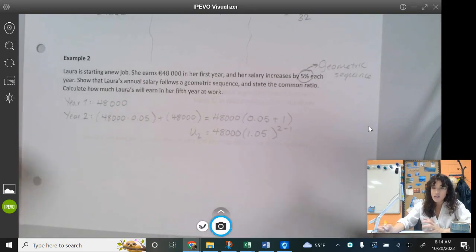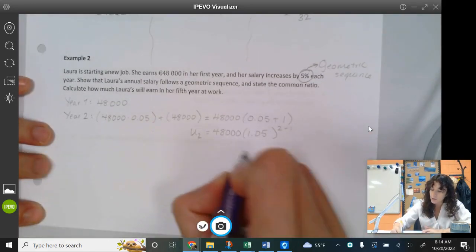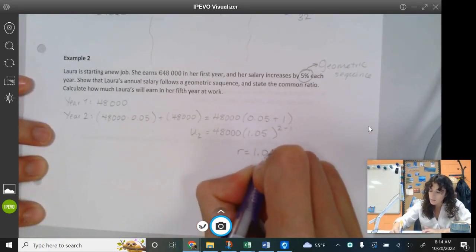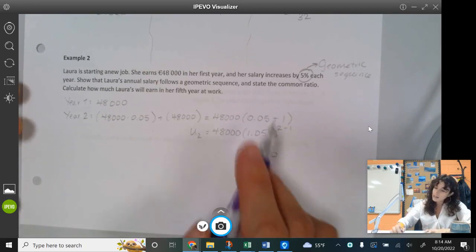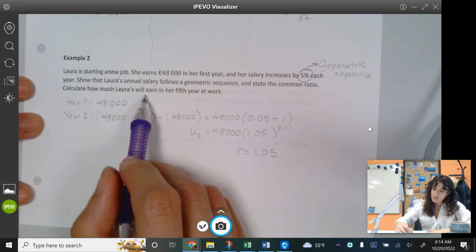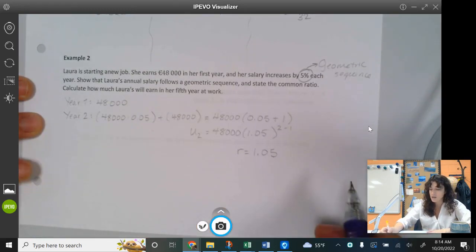So now that we've shown that it is a geometric sequence, we can pull out what is r. Well, r is 1.05, right? It grew by 5%. So your r would not be 5% or 0.05. It would be the growth of that. So 1 plus 0.05. It then said, calculate how much Laura will earn in her 5th year at work.